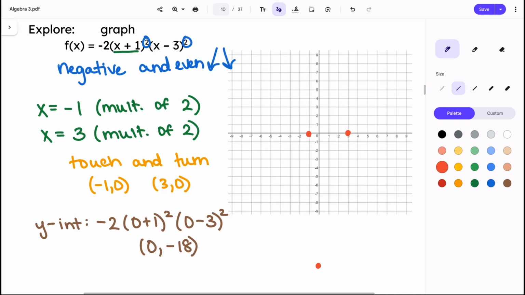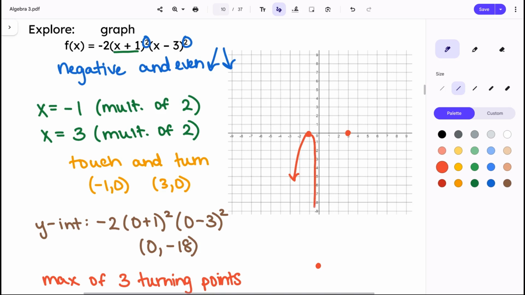What is the max number of turning points this graph could have? 3. So I'm just going to say max of 3 turning points. And let's see what we can do here. So we know it's negative and even, which means we know that both ends are going to be facing down. So I can go ahead and kind of just say like this is going to be going down. What's going to happen here at -1? It's going to go back down because it touches and turns there. It doesn't cross, so it's just going to flip its direction.